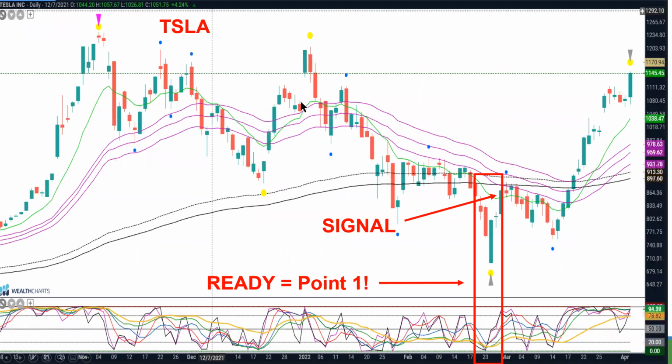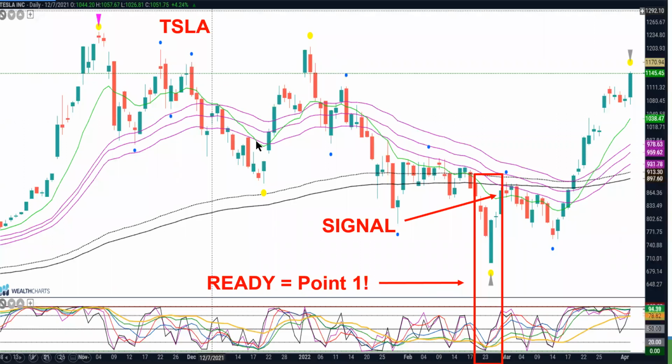So we have a whole bunch of indicators here, like the dots and the arrow, the gray. This is the point 1. And this is the ready on our scanner. It's called the ready. This is the point 1. So we get notified when we get this gray arrow. For this particular setup, this is an uptrend. This example is for uptrends.